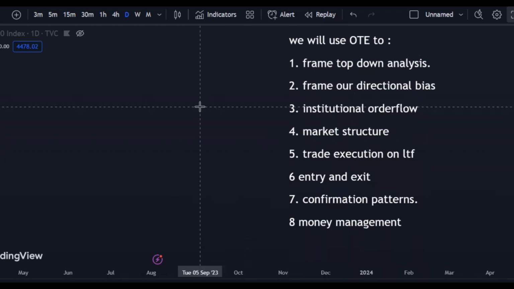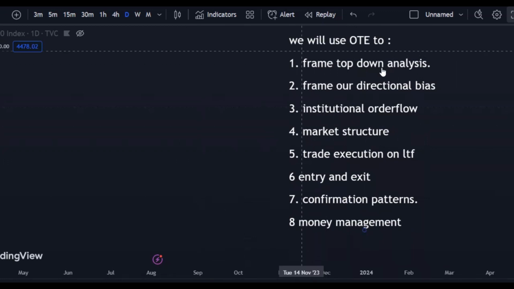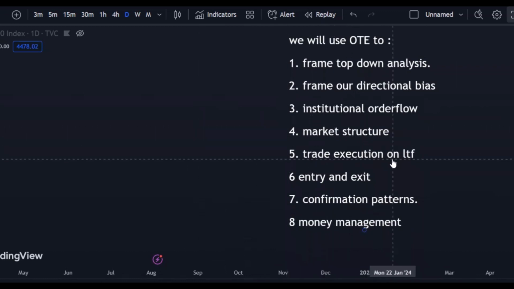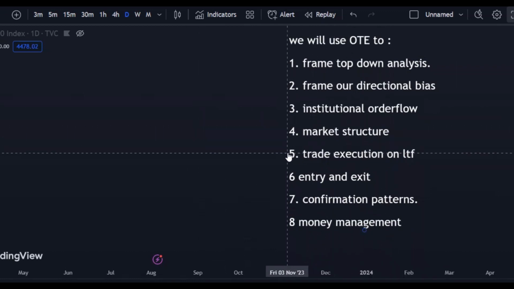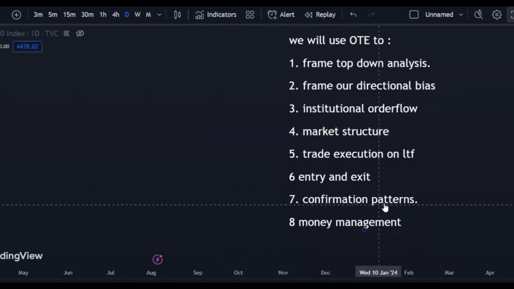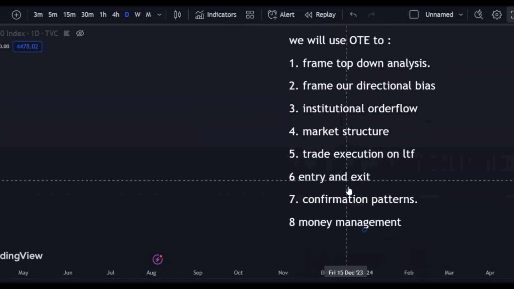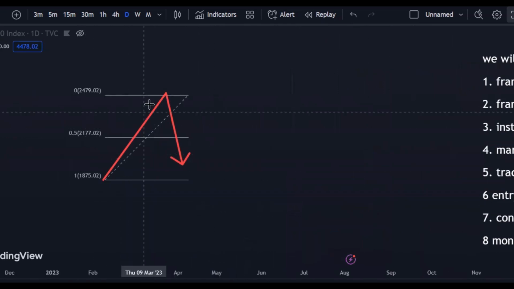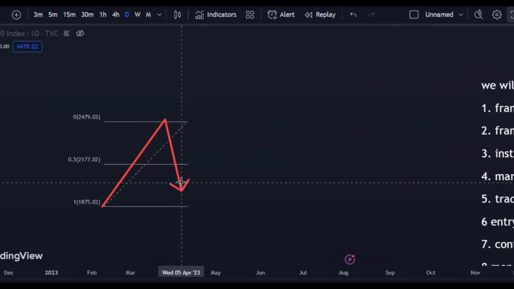Now, with this optimal trade entry technique I'm giving you guys today, this is going to be very easy. Guys, to determine market structure, trade execution, very important on lower time frame. Then with this trade execution, we're going to combine number 5 and number 7, which is confirmation patterns on optimal trade entry. So we use it for entry and exit, and then we can use it for money management. So it goes beyond this simple diagram you are seeing here. It's not just only used for entry.